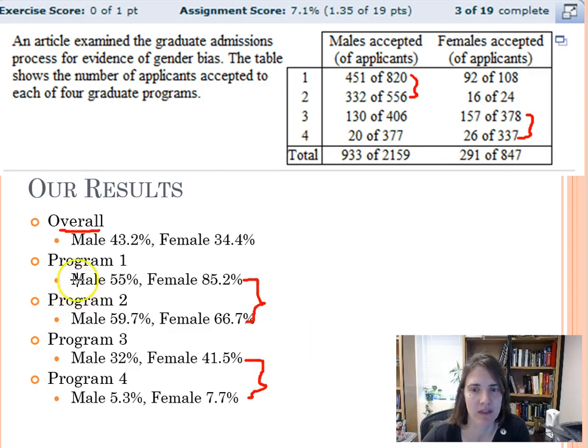And so the benefit of looking at the individual programs is that it takes into consideration that men tend to apply to the programs that are easier to get into, whereas programs 3 and 4 are the ones the females tend to apply to. If we just look at the overall acceptance rates, it doesn't take these into consideration. In fact, it averages this out. So this is why we see an odd result.